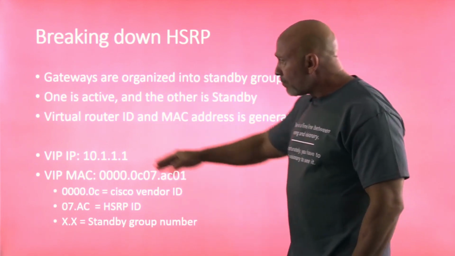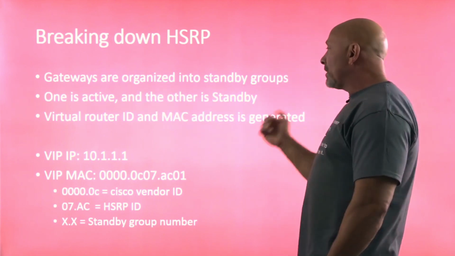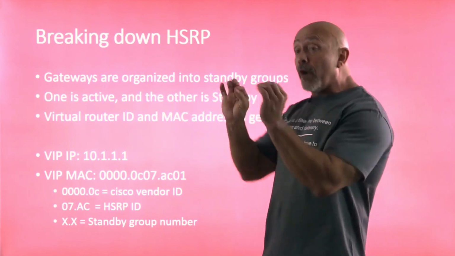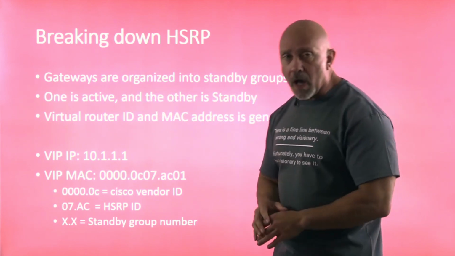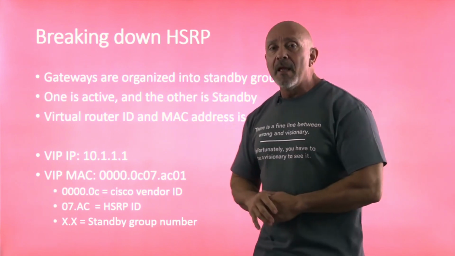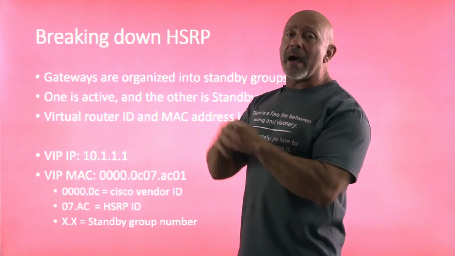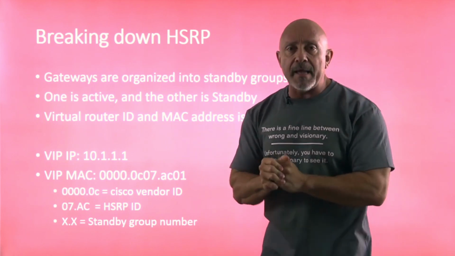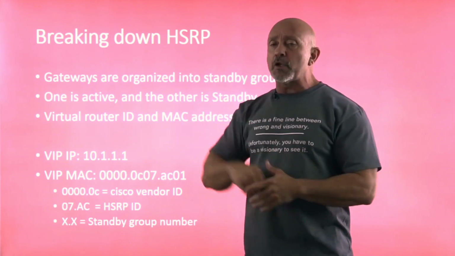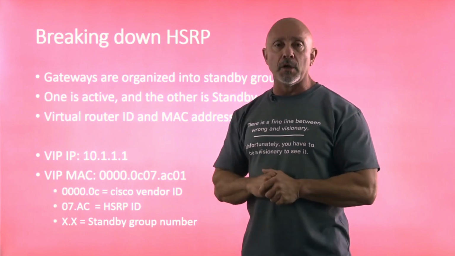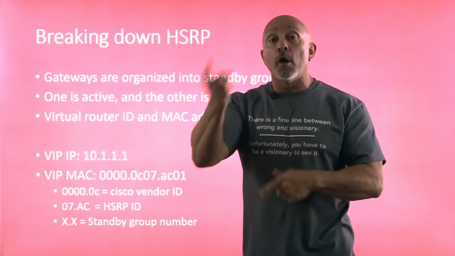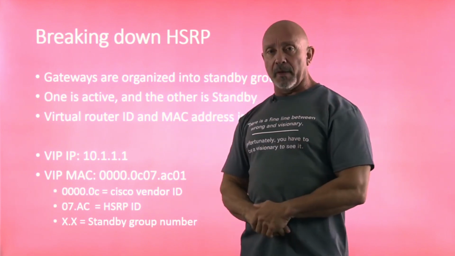HSRP. One is active and the other one is standby. How is that? Because the virtual IP, the VIP as they call it, the ghost IP, is an IP that you will configure in that standby group on all the routers. I believe it's up to 8, okay? That you say, okay, this is the virtual IP. This is what we're going to use, okay? And then you go to your clients and you put that as their gateway.